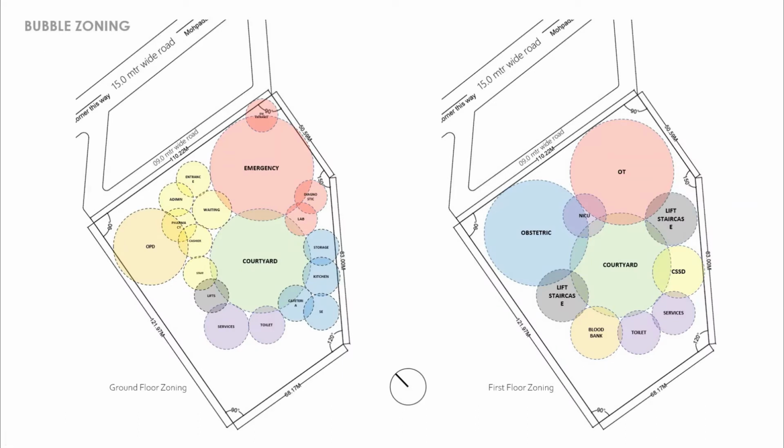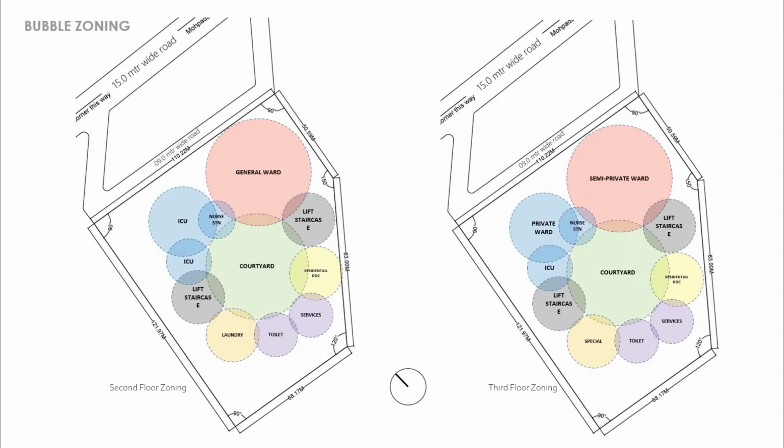Initially, we started with the bubble zoning. We didn't take area into consideration over here, but we got to know about the space adjacencies and proximities. In the ground floor, we have kept spaces which require maximum public activities such as OPDs, kitchen, restaurants, admin spaces, etc. And in the first floor, we have kept all the important spaces such as OT, ICU, CSSD, etc. And in the second and third floor, we have tried to accumulate all the inpatient departments and residential doctors.